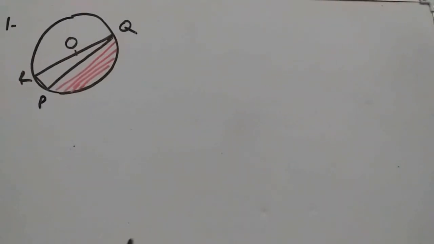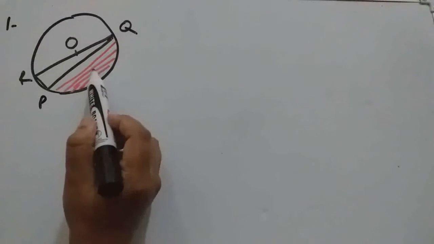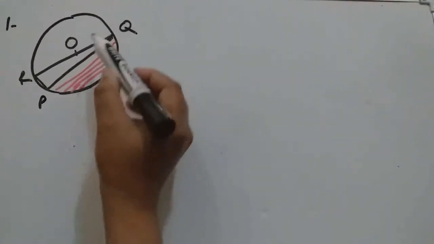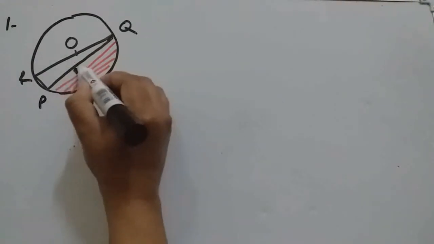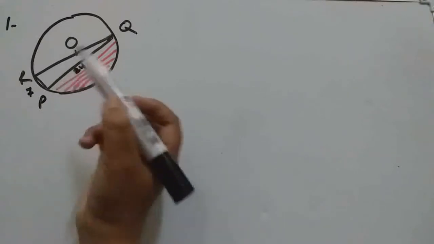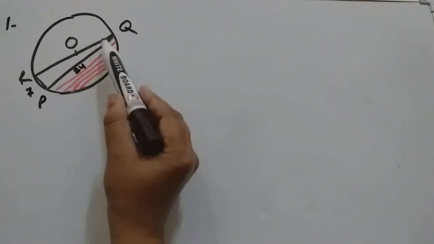In question number 1, it is given: find the area of the shaded region. This red region's area we should find. PQ length is given as 24 centimeters and PR length is given as 7 centimeters. Okay, so see what we can do.